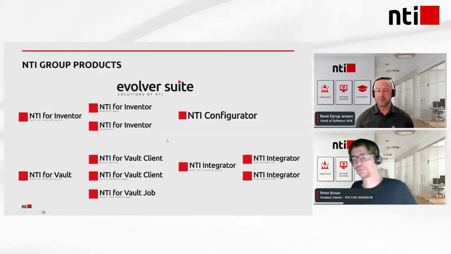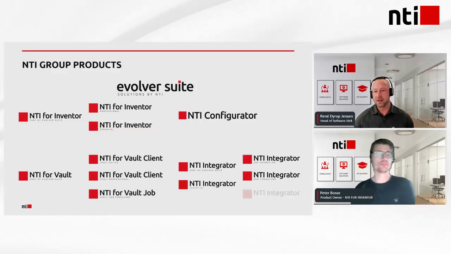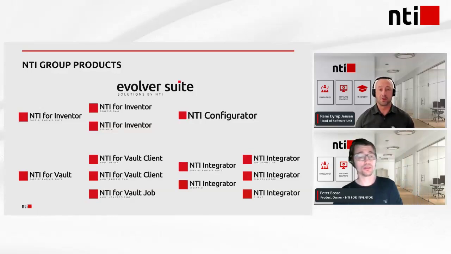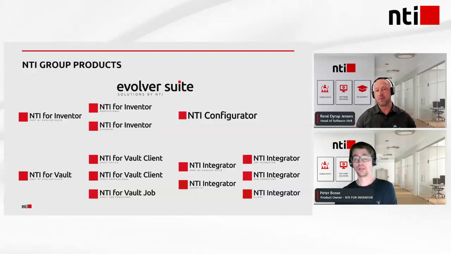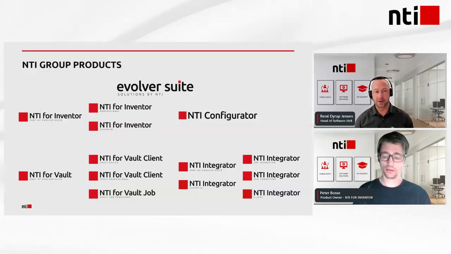And as a last thing, we also have our integrator, which can integrate different systems. For example, we can integrate Vault with your ERP system in a bi-directional approach. We can integrate to PLM systems. We can basically integrate all kinds of systems in a combination. And the integrator also comes in an essential flavor with a more limited amount of functionality, and hand in hand with that, what we call an NTI integrator client, which is installed on top of the Vault client. So this is just a very, very brief overview of the product landscape of our Evolver suite.